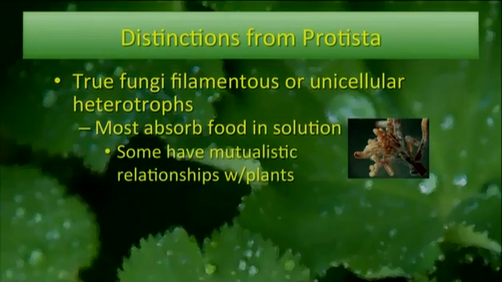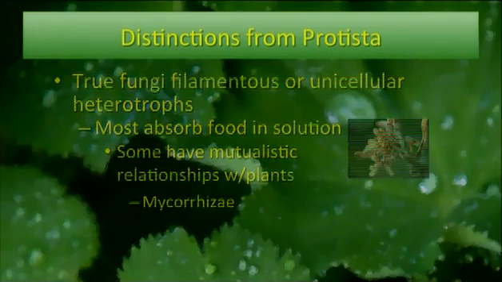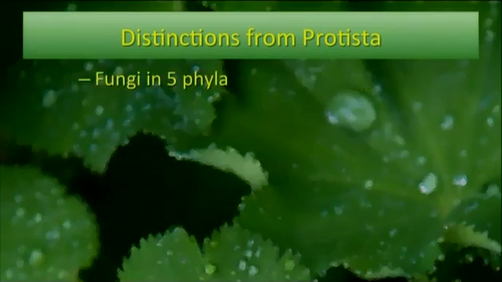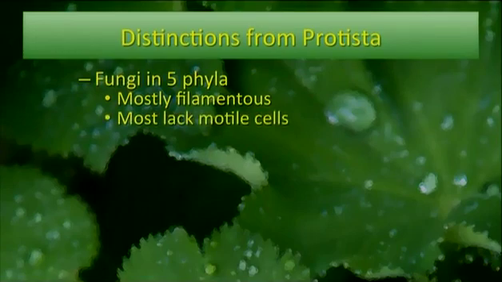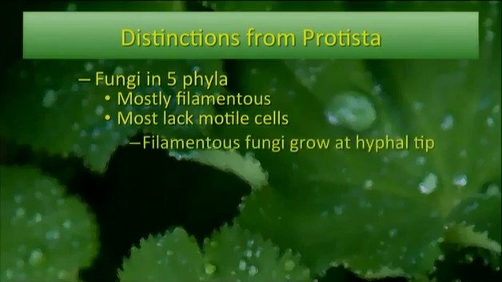Now, some have mutualistic relationships with plants. We've talked about this before for sure. They're known as mycorrhizae. Remember, mycorrhizae are symbiotic fungi that live in relationships with plants, and almost all plants have mycorrhizae associated with them. The fungi are in 5 phyla. They're mostly filamentous. Most of them do not have cells that are motile or that move. The filamentous fungi grow at the tip of their hyphae.